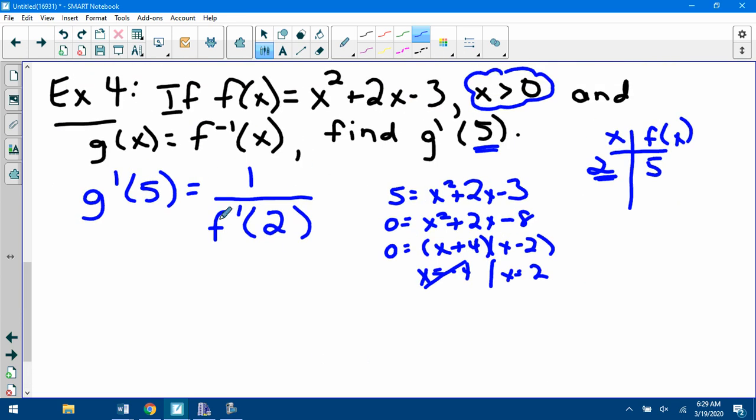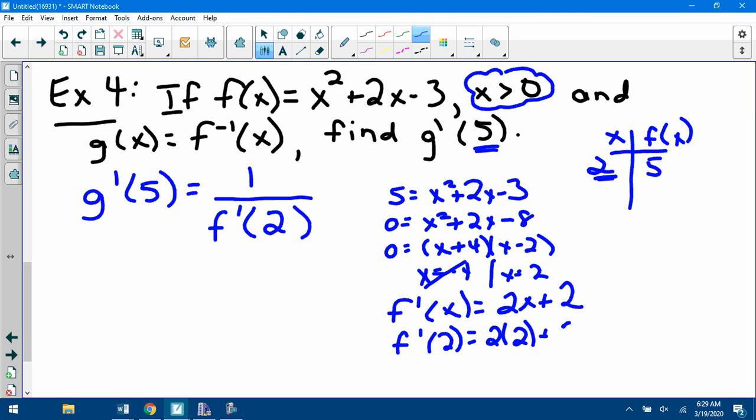Okay, so now I just have to find what f prime is. f prime of x is 2x plus 2. So f prime of 2 is 2 times 2 plus 2. 4 plus 2 is 6. So this is 1 over 6. What do you think? Hopefully you're starting to get the hang of it a little bit.